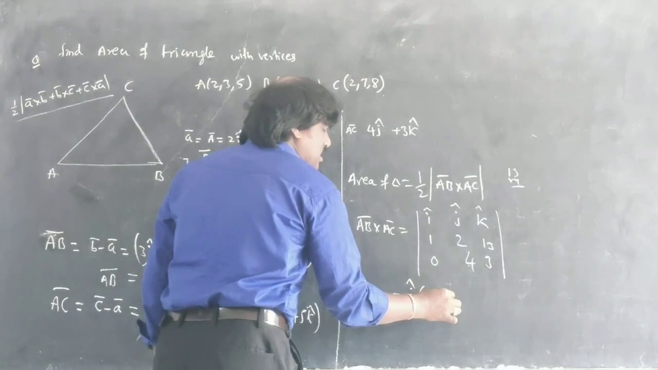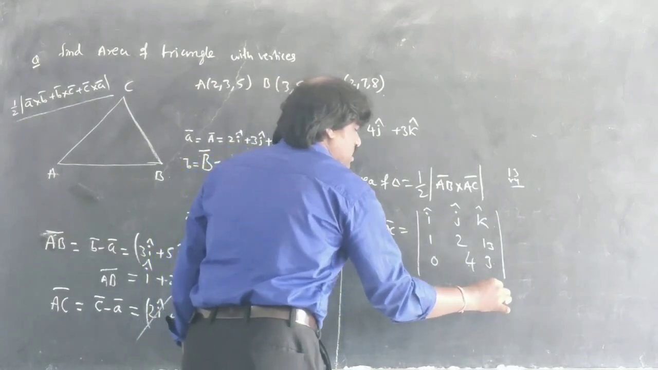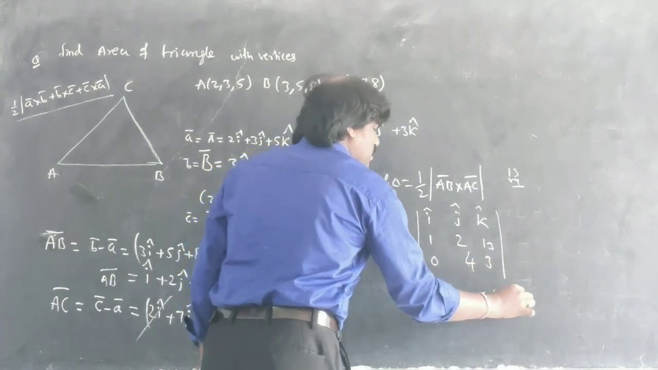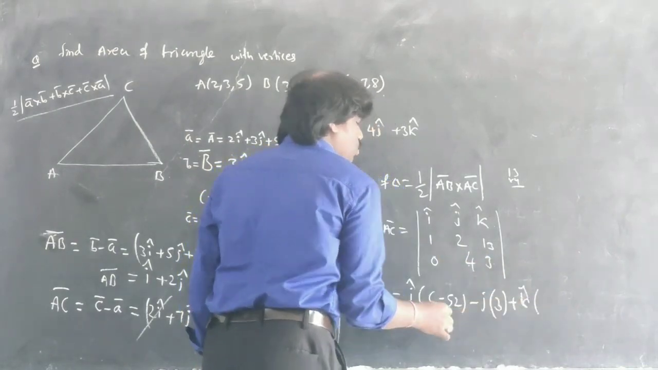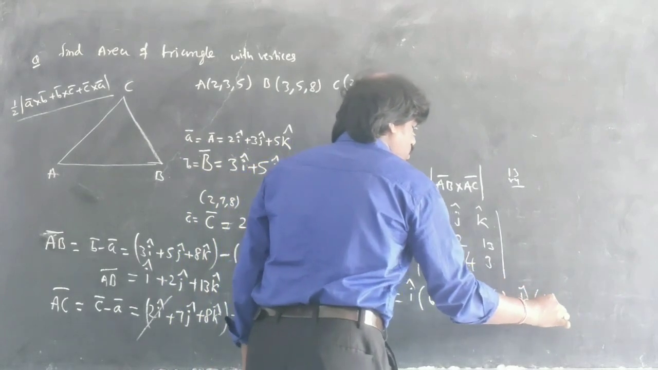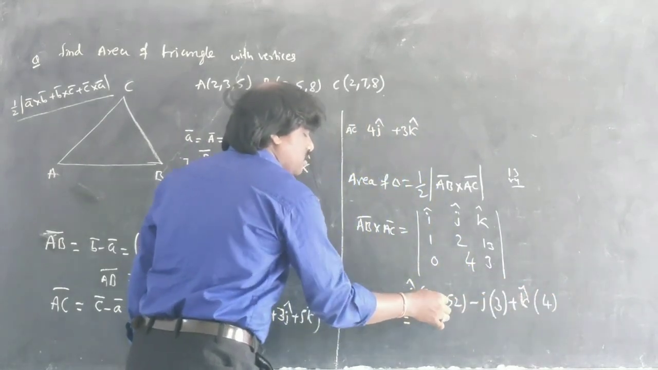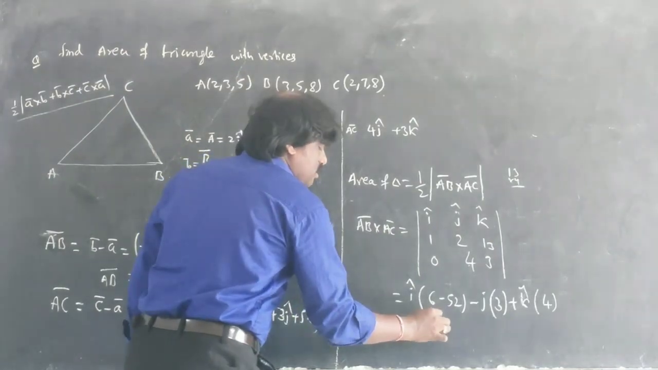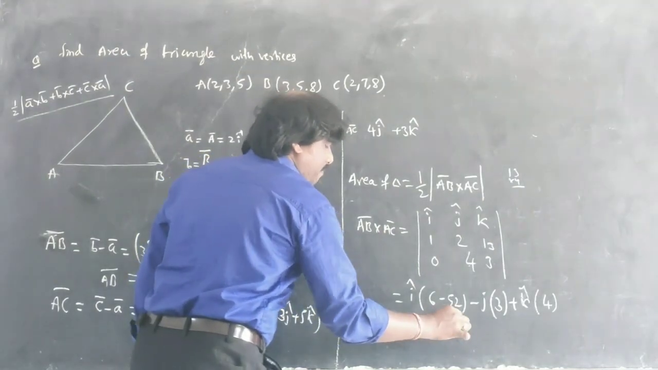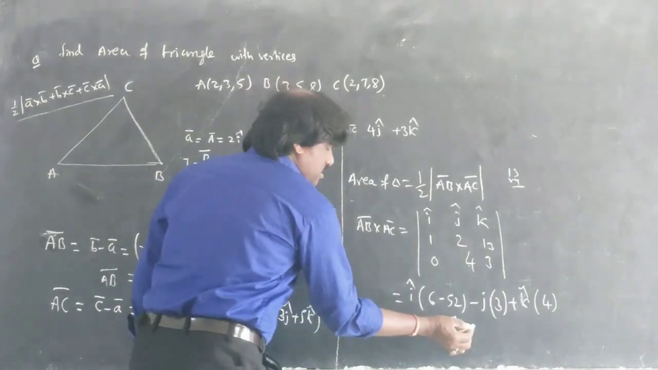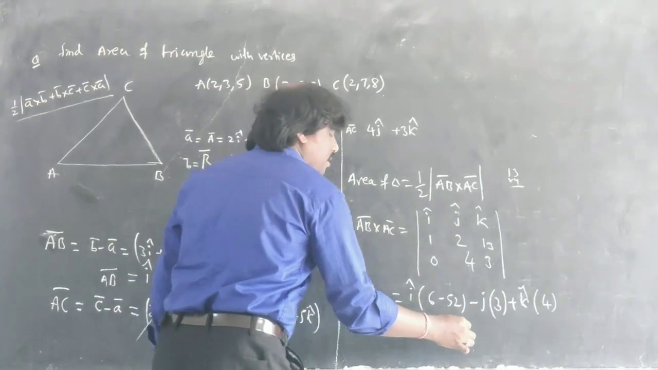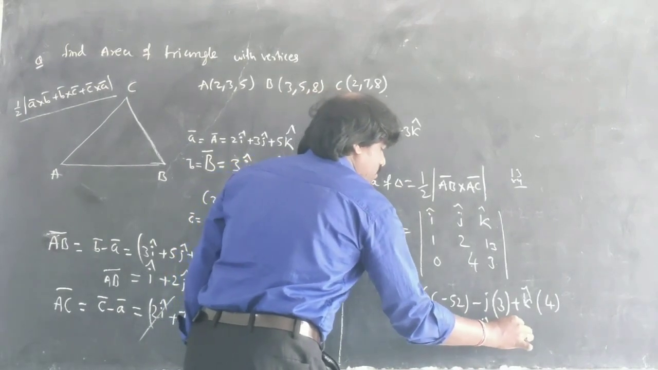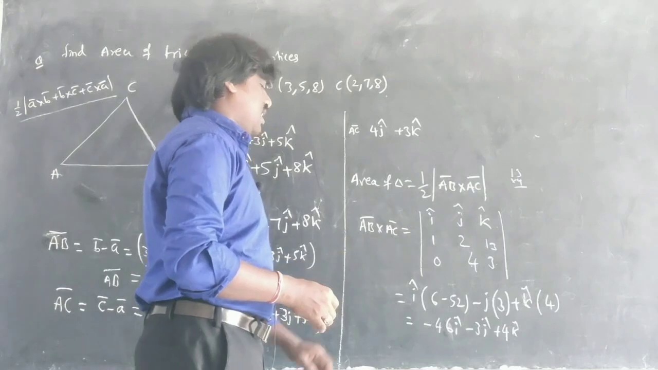So I can write 6 minus 52, minus j cap, then 1 3s are 3, plus k cap into 1 4s are 4. So finally I got minus 46 i cap minus 3 j cap plus 4 k cap. Now you got this AB cross AC.